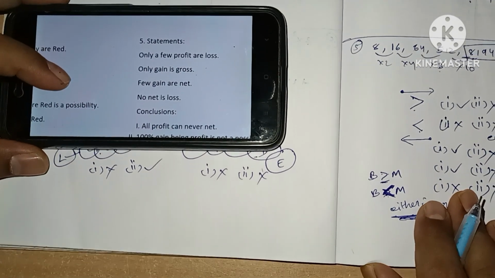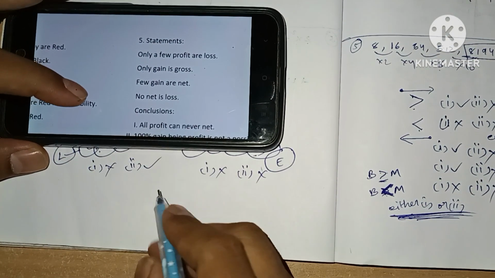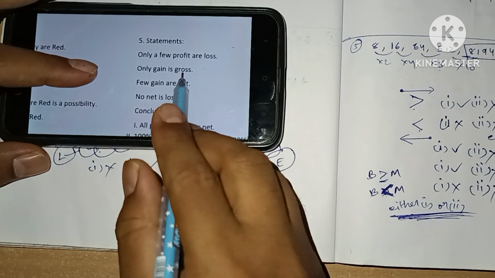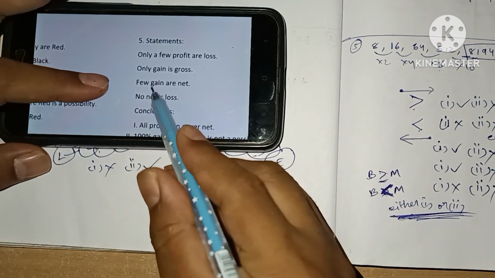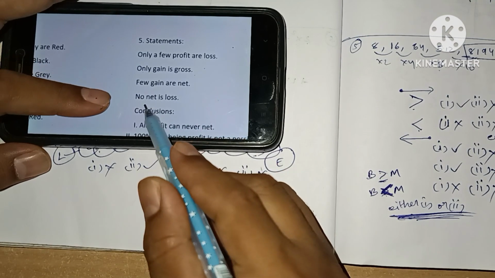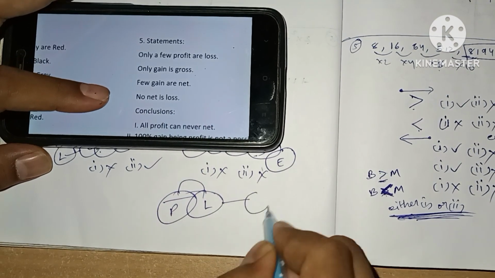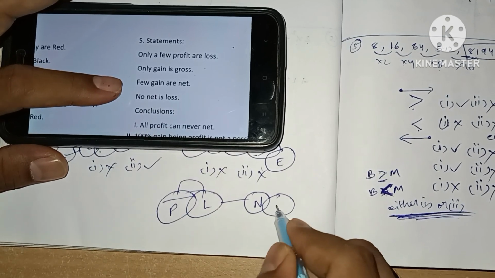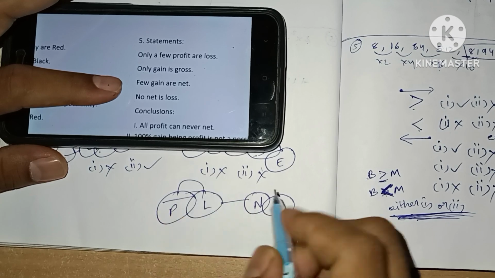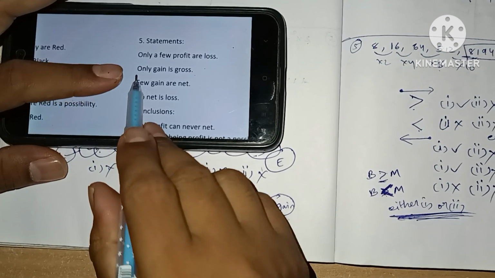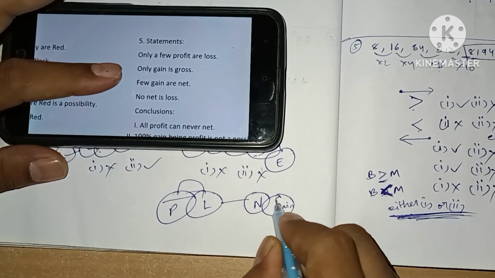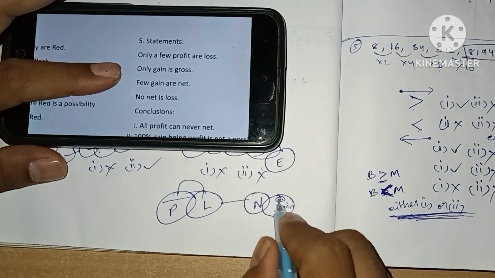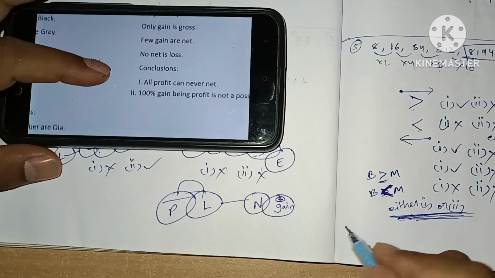Next, fifth question. Only a few profit are loss. Only gain is gross. Few gain are net. No net is loss. So no net is loss. Few gain are net means some net are gain. Only gain is gross. So gross is inside gain and does not share with anything except gain. So gross is inside.